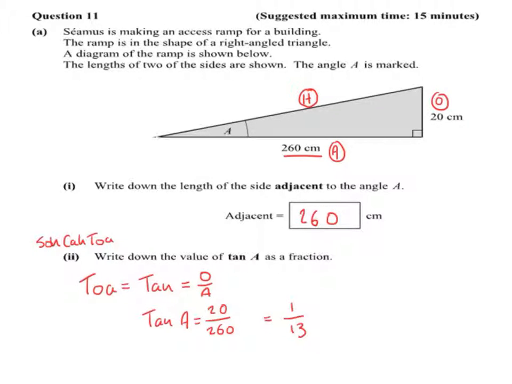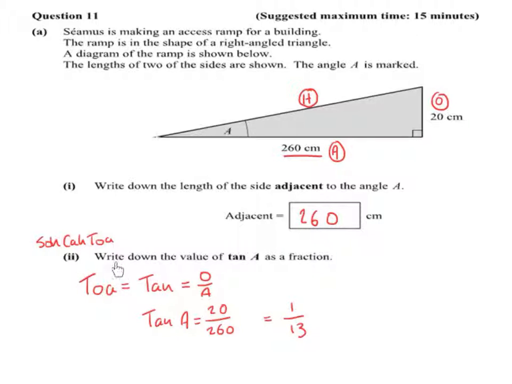The opposite is always opposite the actual angle. So this is angle A, and the side that's opposite it is 20 centimeters. So I'm labeling this as O, this is the opposite. And then the other side that's left over is going to be the adjacent. So 260 centimeters is going to be labelled as A, the adjacent. So part 1, write down the length of the side adjacent to the angle A. That's going to be 260 centimeters.